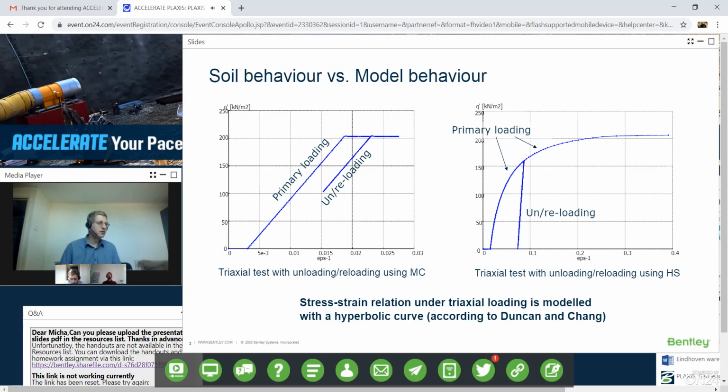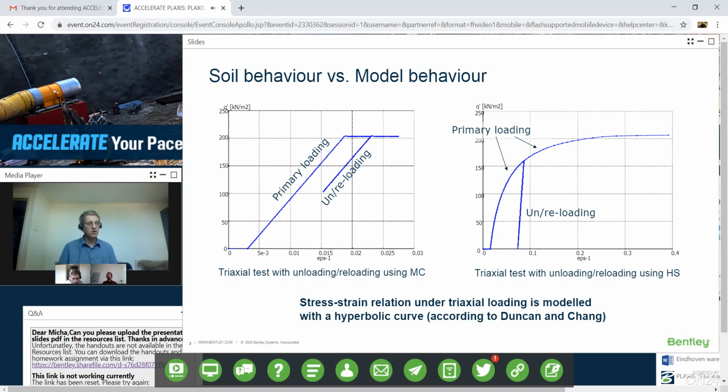until we reach the failure level, which is reached at the deviatoric stress Q of about 200. Then we have perfect plasticity. I cannot exceed this level, therefore my stress strain curve now goes horizontal. If I unload the soil by just reducing the loads, then I get the unloading reloading curve, but we can already see that the unloading reloading curve is parallel to the primary loading curve.